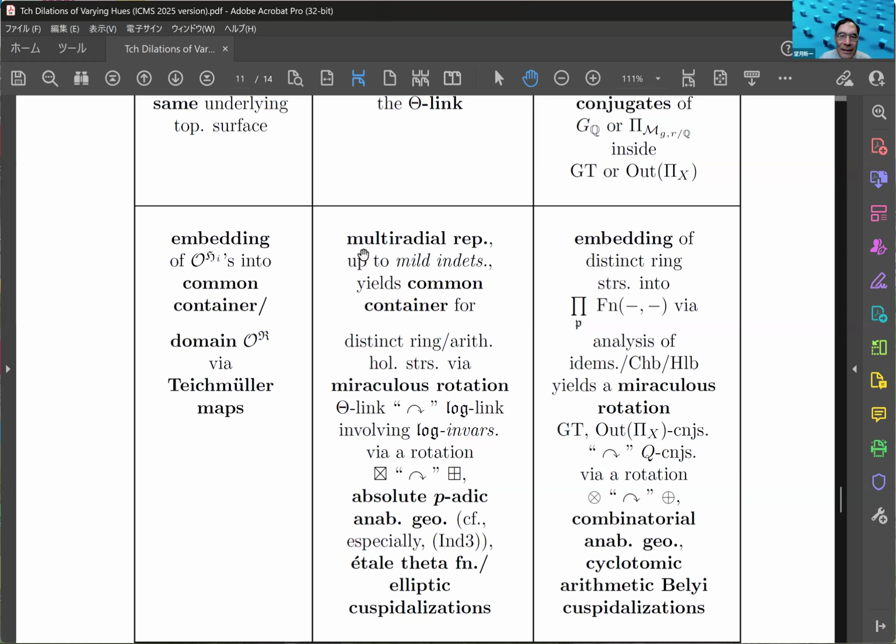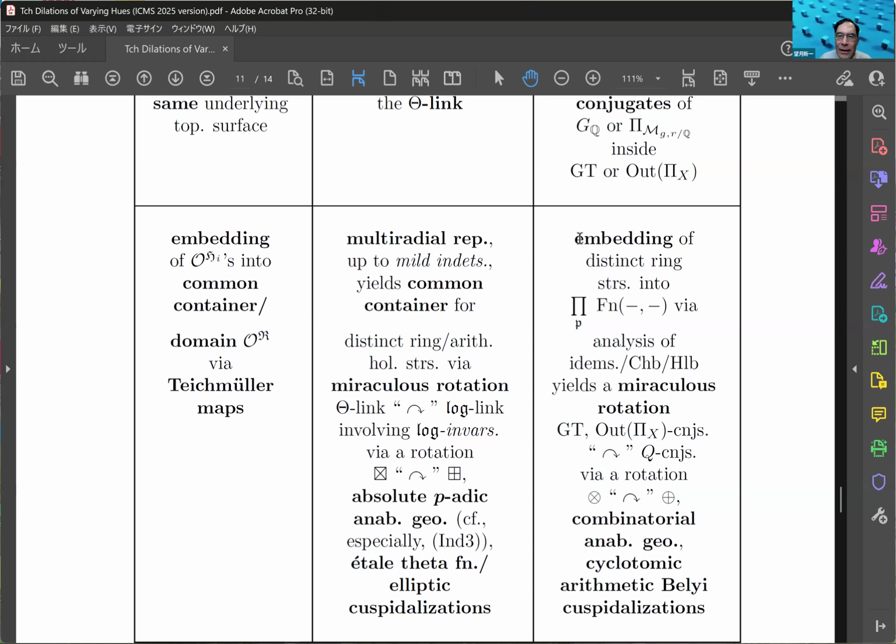So in the case of IUT, one has the multiradial representation, which allows one to obtain a common container up to mild indeterminacies for distinct ring structures via this miraculous rotation from the theta link to the mysterious theta link gap to the non-mysterious log link gap via rotation of multiplication and addition, and this uses absolute p-adic and abelian geometry, which gives rise to the main indeterminacy of IUT, which is in 3, and also the étale theta function and elliptic cuspidalization.